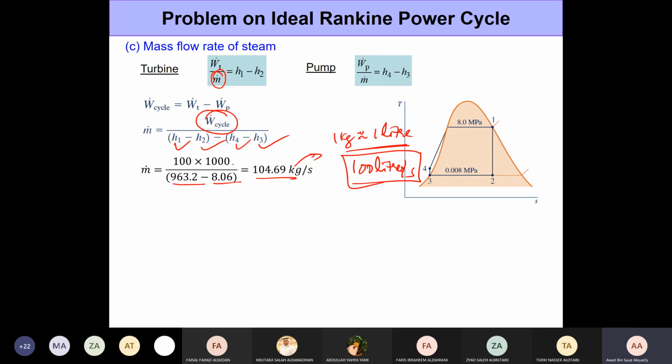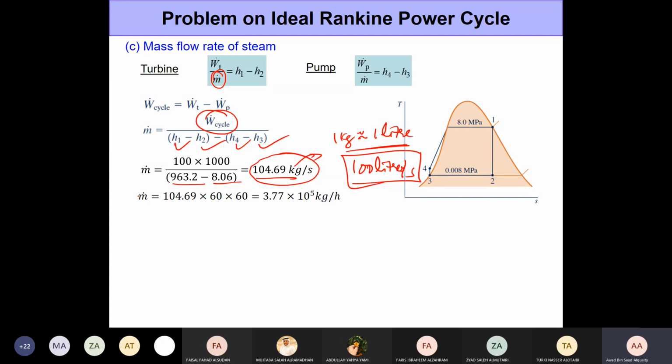Okay, and this again is not any sort of a random number. This is very close to the flow rates that happen in actual power plants. So if you go to the steam power plants in Jeddah or even the steam power plants that are located in the eastern province, you will see that the flow rates are somewhere in this range. Not exactly 105, but could be maybe 90, could be 120, somewhere in this range, right? So it's very close to the real numbers that we are dealing with.